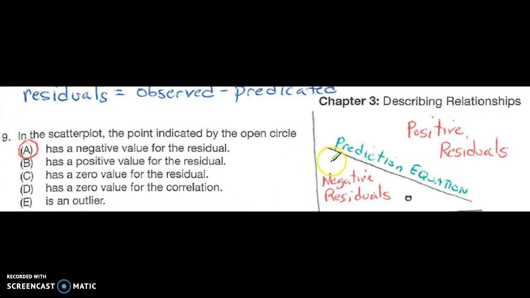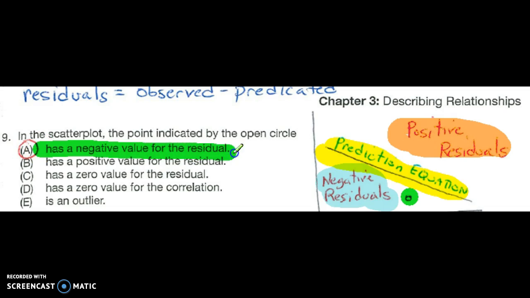In problem number 9, look at our scatter plot. Here is my prediction equation. All the points under it have a negative residual. That means that my prediction equation predicted too much. Above the line, I have positive residuals. So look at this point. That's below the line, so I have a negative value for the residual.